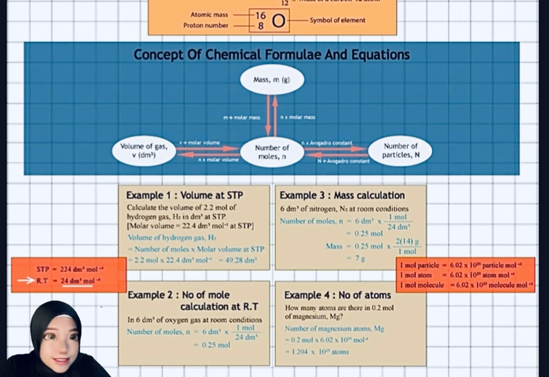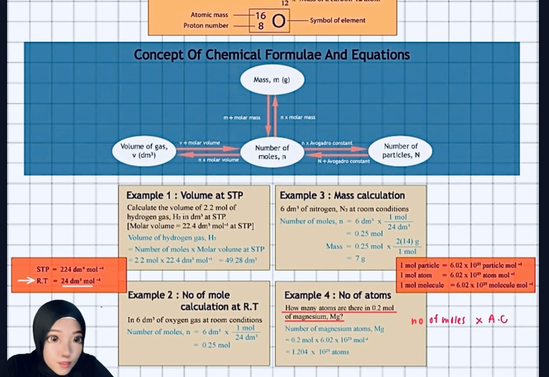Now let's relate this theory to example 4 here. The question asks how many atoms are there in 0.2 mole of magnesium. So the formula we can use to answer this question is by using the formula number of moles times with the Avogadro constant. So we take the 0.2 mole as given in the question and times with 6.02 times 10 to the power of 23 atoms per mole. And that is how we get the number of atoms in magnesium.